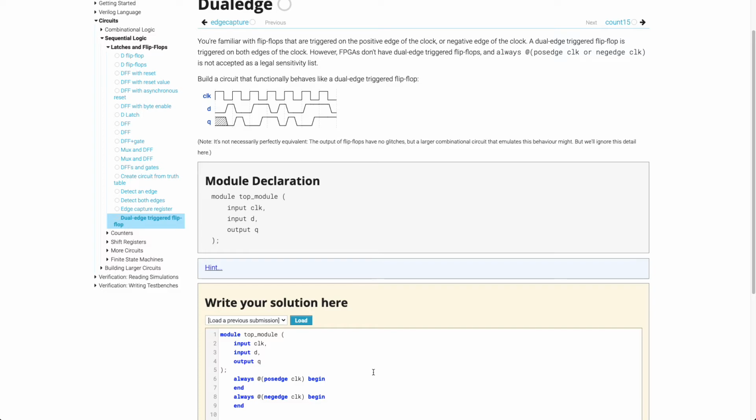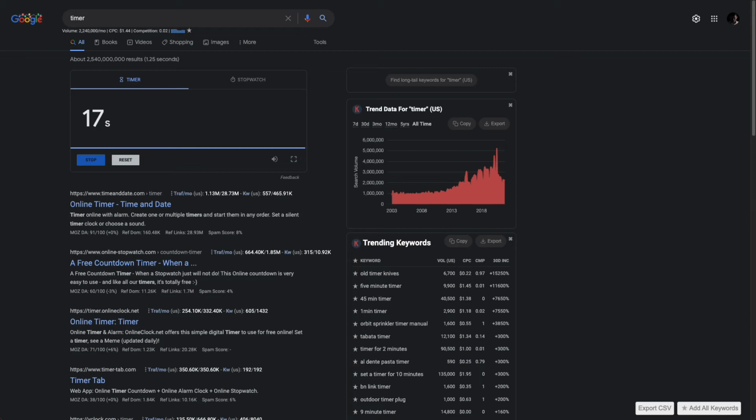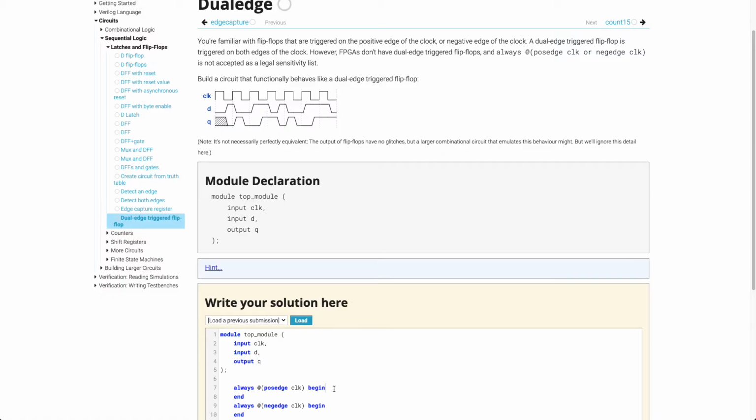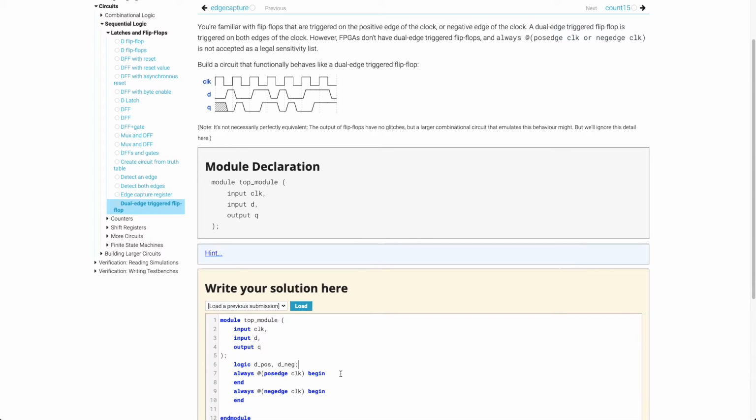So, yeah. Okay, so if I'm a positive edge of a clock, then, so suppose I have a positive edge clock and my D updates.